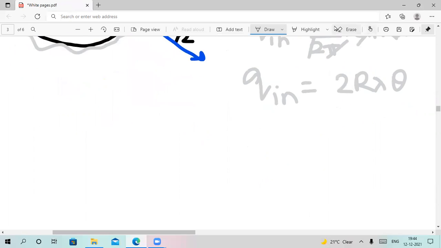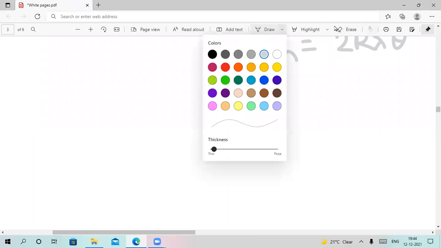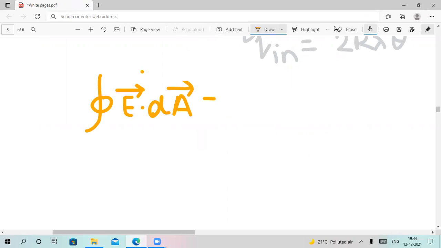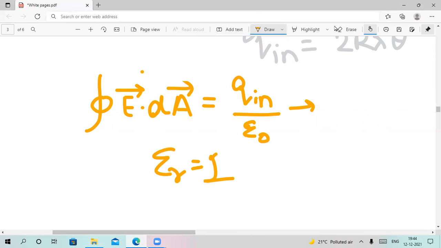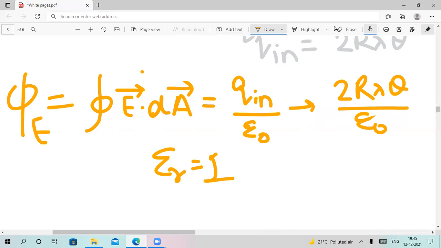And as per Gauss law, as we all know what Gauss law is, but if someone doesn't know, Gauss law states that the integral of the variable or non-uniform electric flux with respect to the area vector is equal to the total amount of charge inside the enclosure divided by epsilon naught. And I'm basically taking these calculations inside a vacuum. So I'm going to take epsilon naught only, because here relative permittivity is 1. So it will be 2 r lambda theta divided by epsilon naught. This is the value of electric flux. Now electric flux is denoted by phi E.